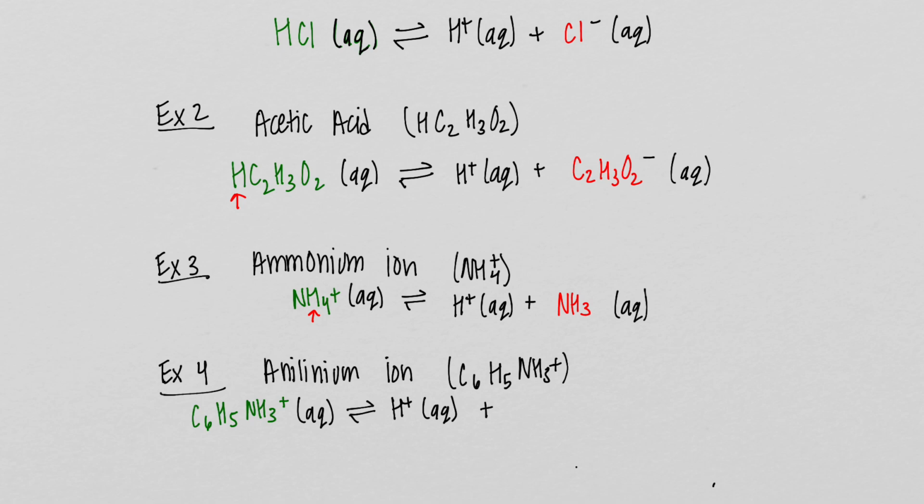So what do we have left over? We have C6H5NH2. Again, there's no negative charge here because we started off with the positive. So let me write that here. Positive charge, or start with positive charge. Neutral conjugate base.